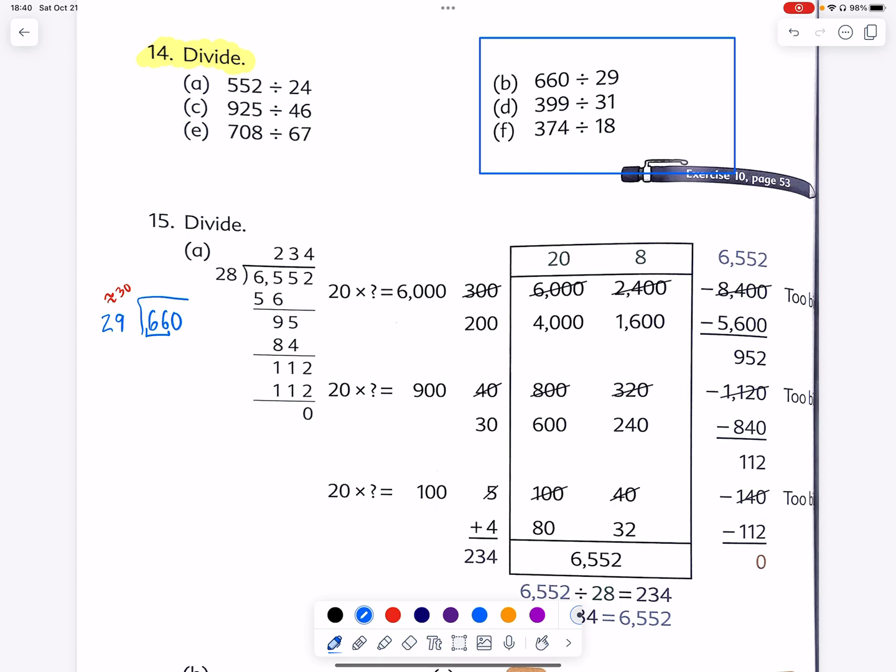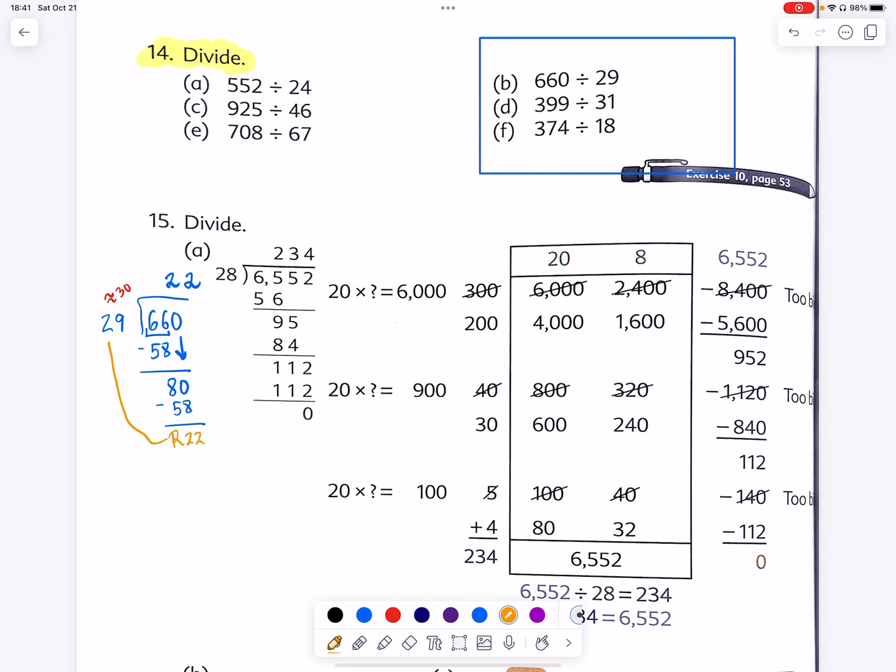29 goes into 66. How many times? It goes into 66 2 times. 29 times 2, well, 30 times 2 is 60. 29 times 2 is 58. And the remainder is 2 plus 6, 8. Let's bring down the next digit, 80. 29 goes into 80 also 2 times. 29 times 2 is still 58. And therefore, the remainder is 22.